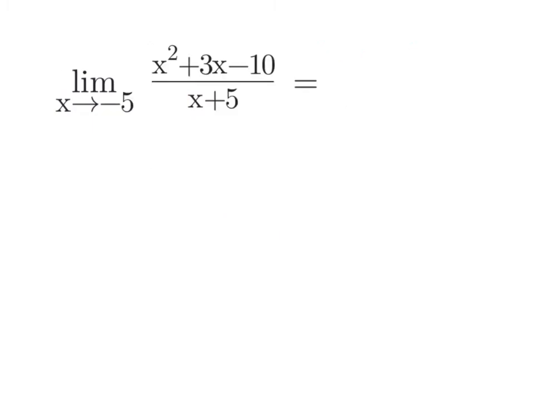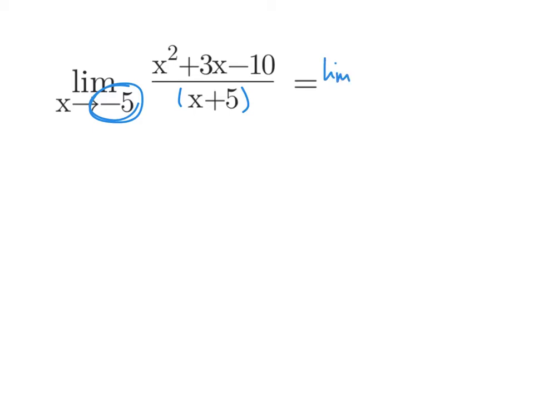Let's check out this one. The limit as x approaches negative 5 of x squared plus 3x minus 10 over x plus 5. Take a look at the denominator, x plus 5. The only thing that's going to make that equal 0 is negative 5, which happens to be where we're going. Don't jump to the conclusion that our limit is going to not exist. What we should do is see if we can factor that numerator first, which obviously we can.